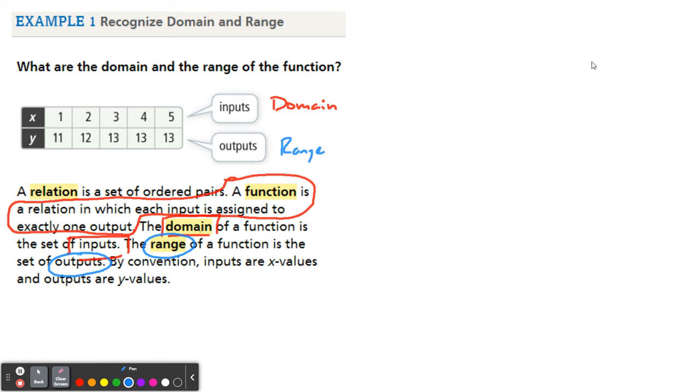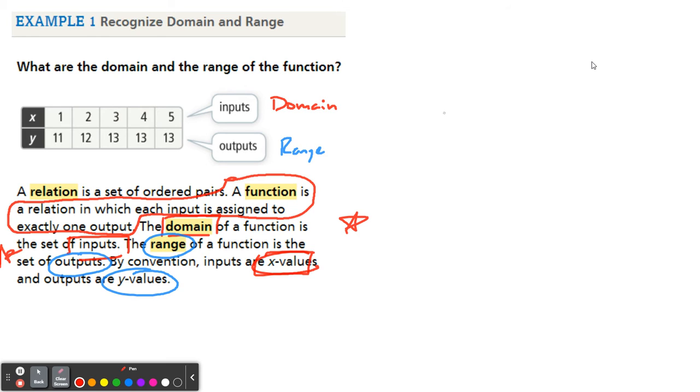As you can see in the table, typically your domain are the x values. So down here it says, by convention, the inputs are your x values. Do it in a box. And your outputs are the y values. Okay? Alright, so again, this is huge. These are huge notes right here. Big star. It's off to the side. So let's talk about it.